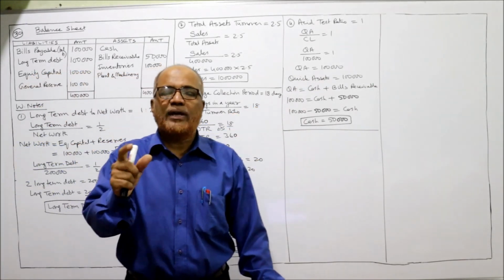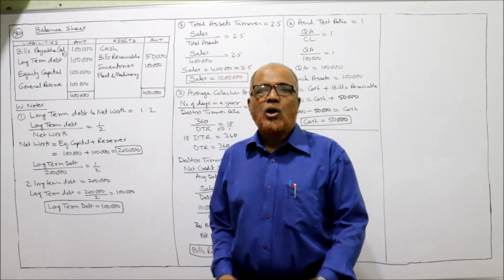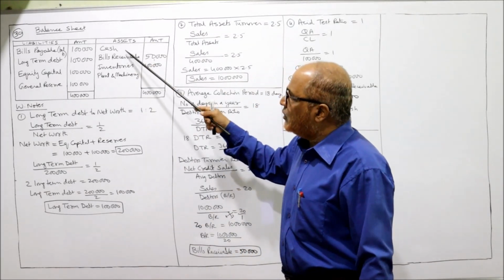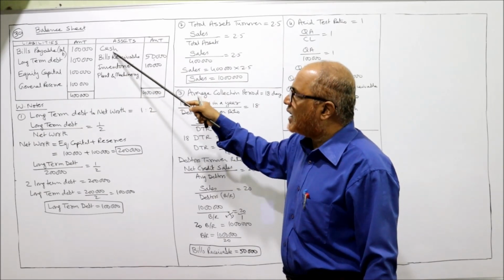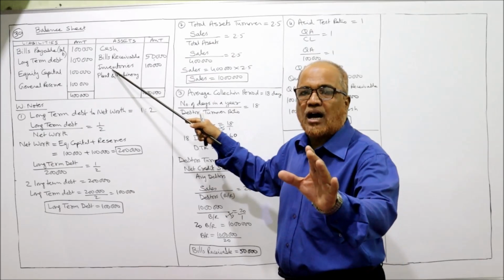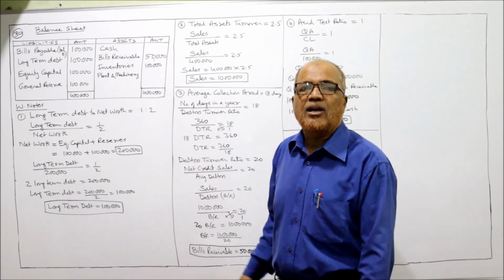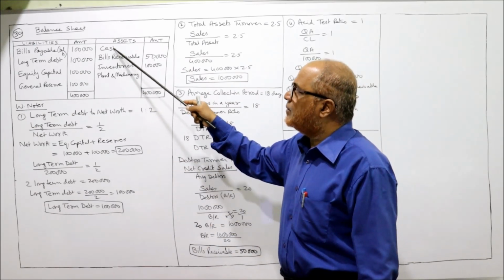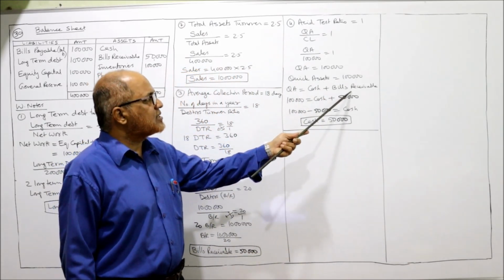Now what do you mean by quick asset? All current assets excluding inventory. Here you can see cash, bills receivable, inventory. These three are the current assets. Out of these current assets, leave the inventory. Don't include the inventory, and you will get quick assets. So which are the quick assets? Cash and bills receivable are the quick assets.